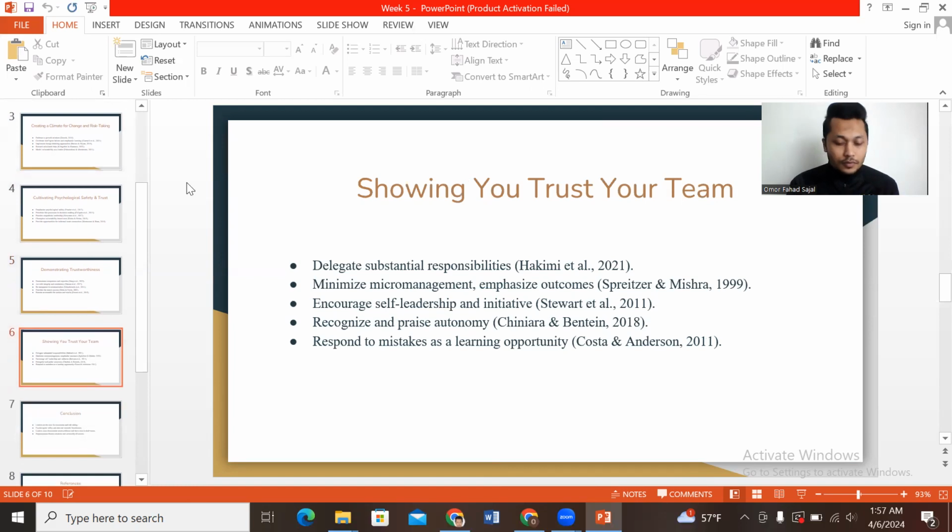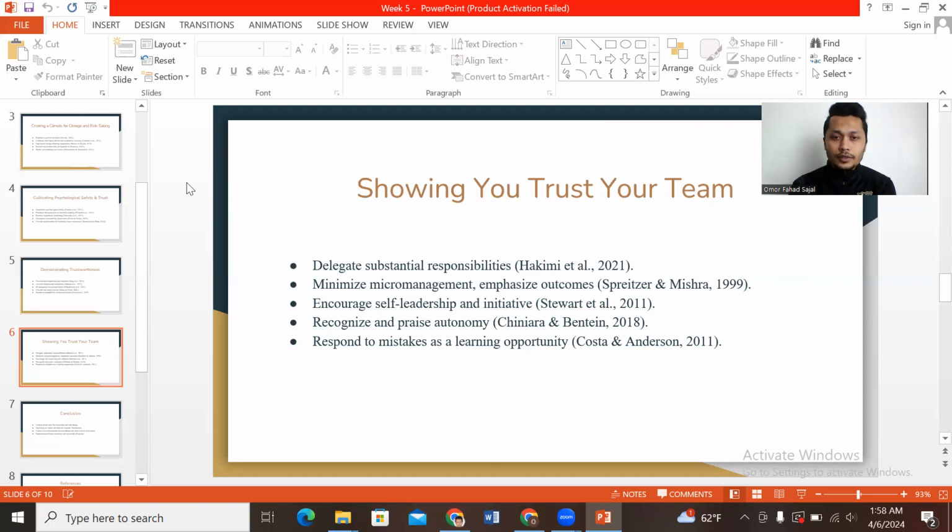Then the last question was, what can they do to demonstrate that they trust others? Demonstrate trust by giving your team real responsibilities and the autonomy to complete them, like delivering substantial responsibility, and also minimize micromanagement and emphasize outcomes, which is like focusing on the desired result rather than fixating on every single step. When you are focusing on the large goal and overlooking the small mistakes, that will be helpful to save your time and your teammates' time.